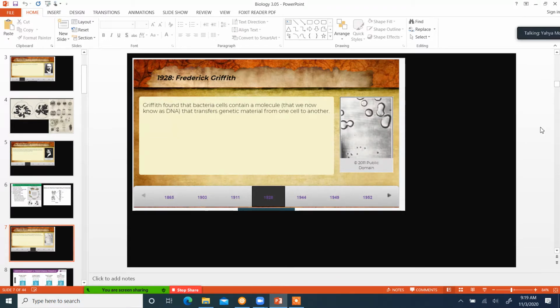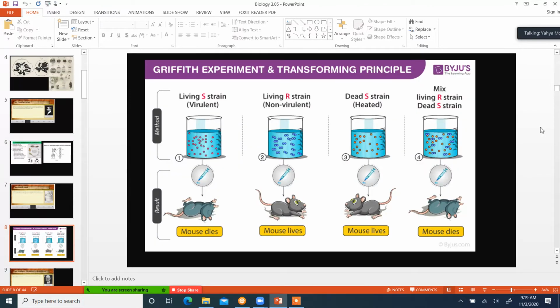All right. This person over here, Griffith, found that bacterial cells contain a molecule that transfers genetic material from one cell to another. This person was looking at bacteria. In bacteria, the DNA is a lot simpler than in human beings, right? So what he did was take some different kinds of bacteria. This is a very interesting kind of experiment. He took this strain of bacteria over here. It's called the living S strain.